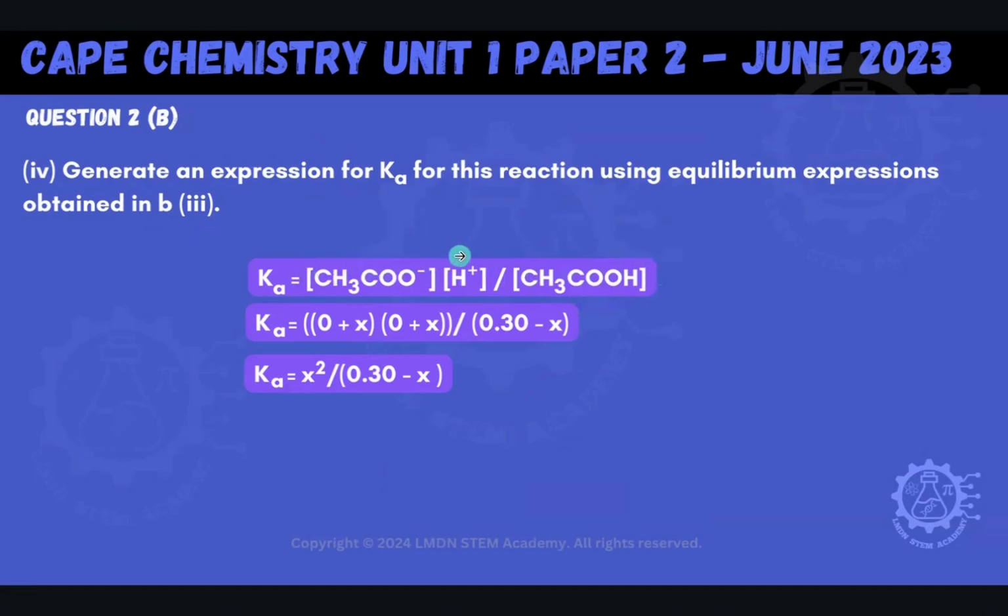And remember, our Ka expression is in terms of equilibrium concentrations, which we just got a while ago. And so for the conjugate base, we knew it was 0 plus X. For the protons, it's 0 plus X as well. And then for the ethanoic acid that we started with, it would have been whatever concentration we started with minus that change of X, okay? And so if we were to simplify this further, we would get that our Ka is equal to X squared, right? So X times X, so X squared divided by the denominator of 0.30 minus X. So that would have been our Ka expression, okay?